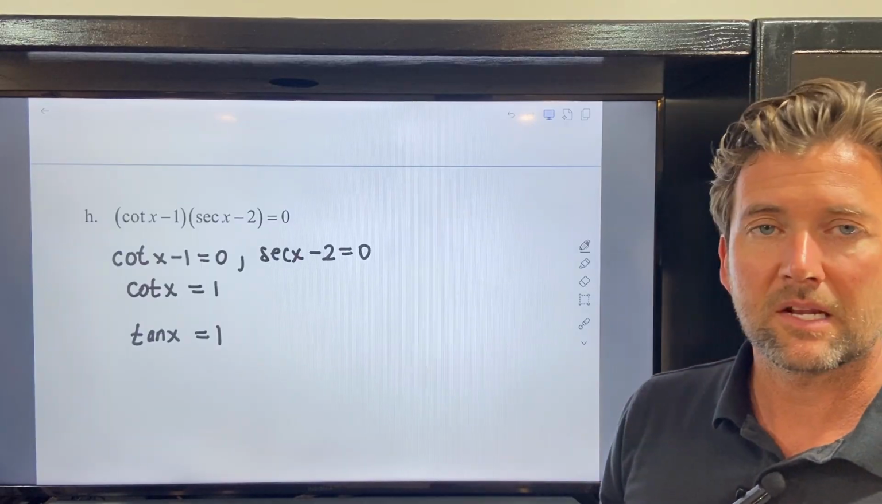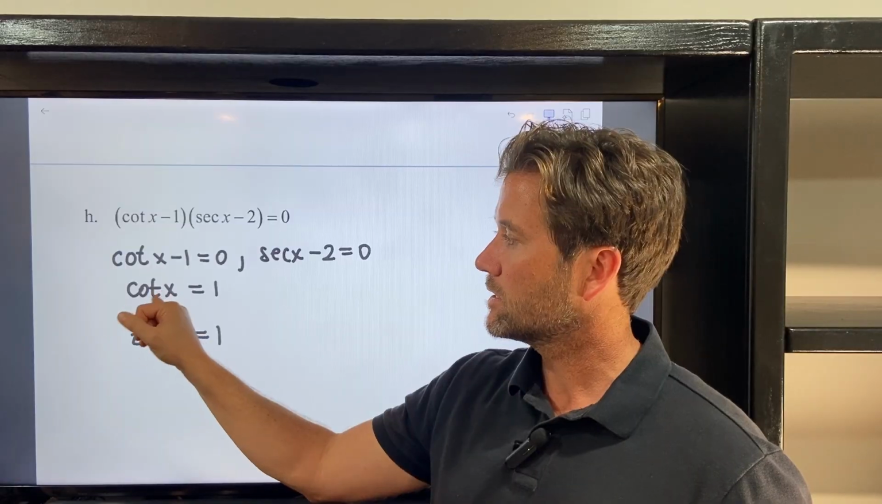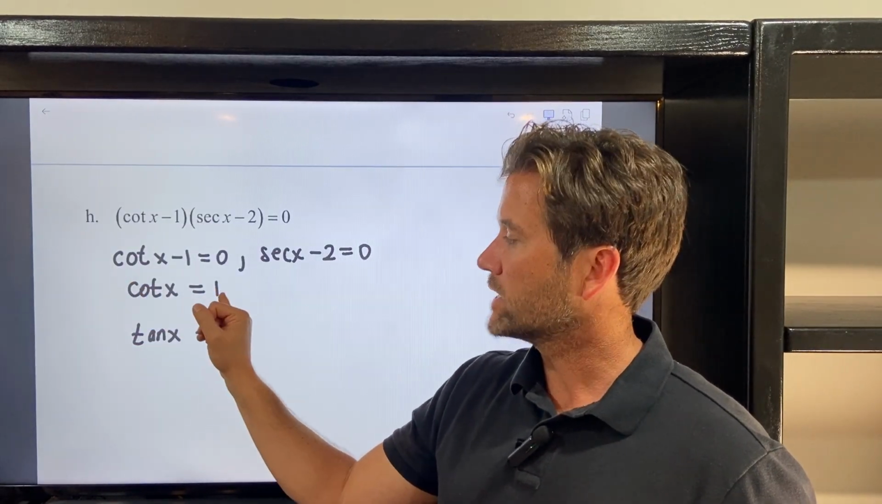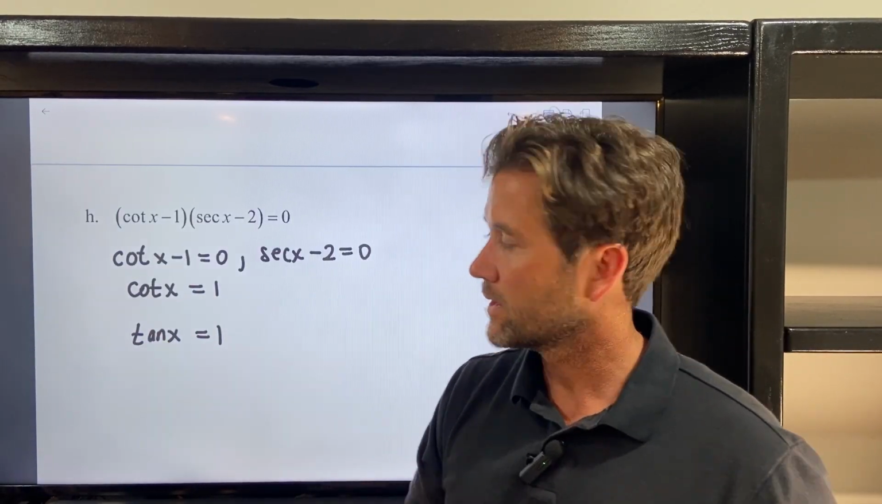If you're not sure how I'm getting that, your workaround is to multiply both sides of the equation by tangent. Tangent times cotangent of x would be 1, those are reciprocals, and the right side would be tangent of x. So you'd still get tangent of x equals 1, which is this here.